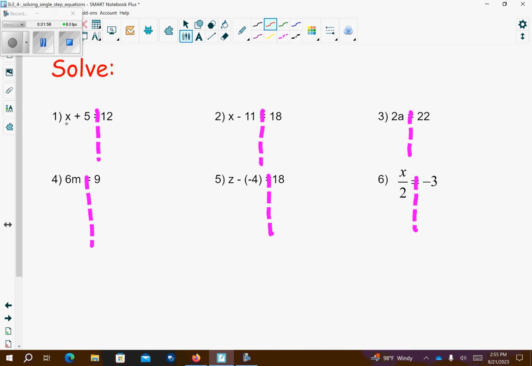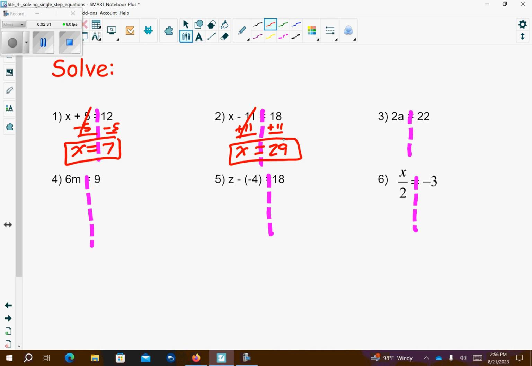For problem number 1, I have x plus 5 is equal to 12. I want to do the opposite to get x by itself, so I'm going to subtract 5 from each side. These cancel each other out. That's going to give me x equals 7. That's our answer. If we plug 7 in for x, we'd get 7 plus 5 equals 12, which is true. For problem number 2, I want to do the opposite of subtraction, which is addition. So I'm going to add 11 to both sides. So I'm going to get x is equal to 29.